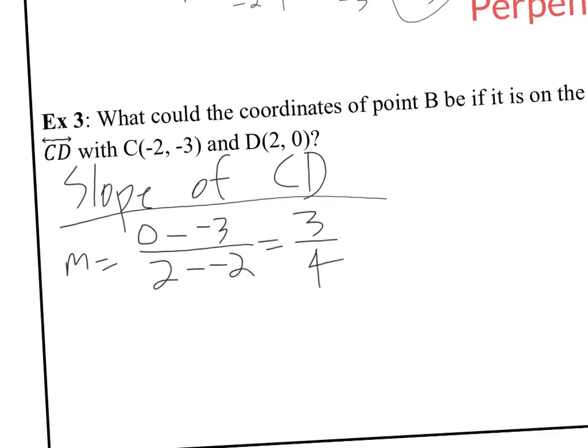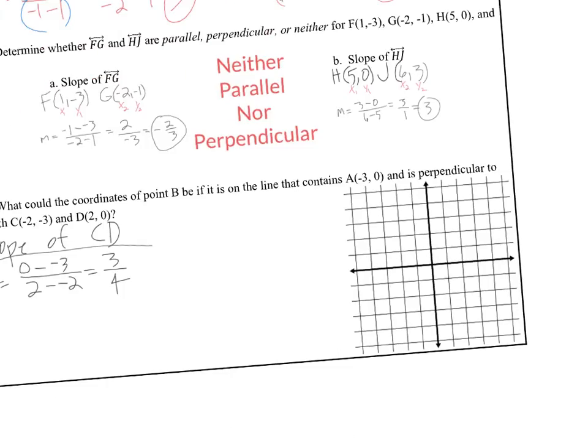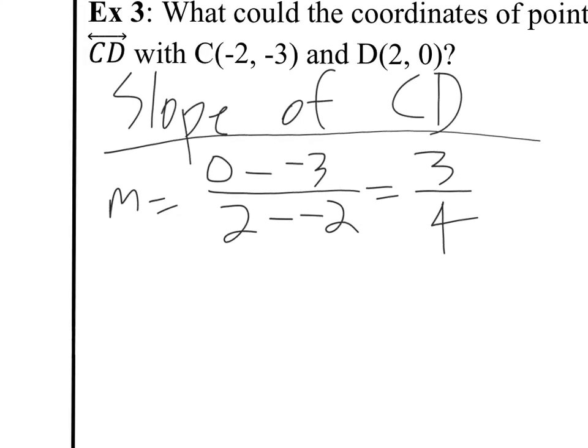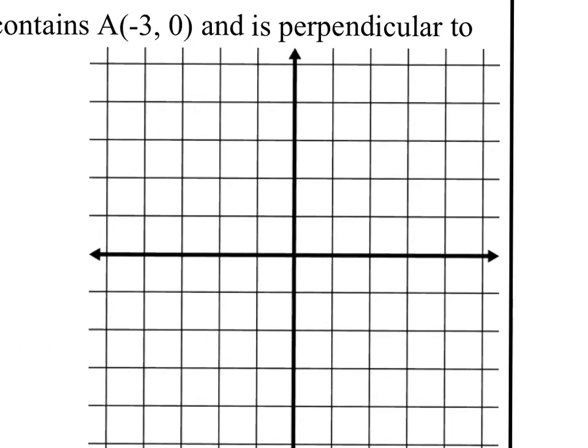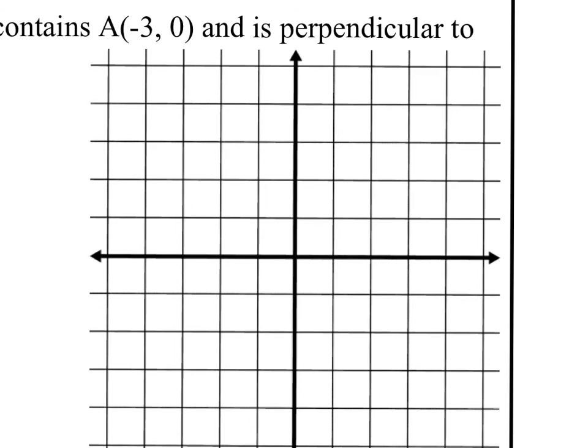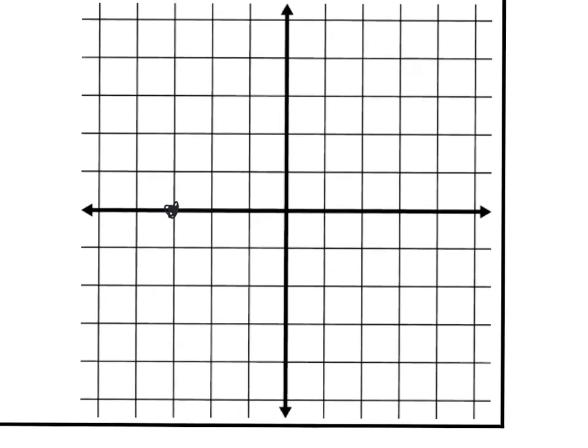So the question says, what could the coordinates of point B be if it's on the line with point A and it's perpendicular? I need a perpendicular slope. The symbol for perpendicular is like an upside down T. So my perpendicular slope is going to equal the opposite reciprocal, so negative 4 over 3. So what I can do now is plot my points. I'll start with plotting point A at negative 3, 0. And then I'll use my perpendicular slope of negative 4 over 3 to plot an additional point.